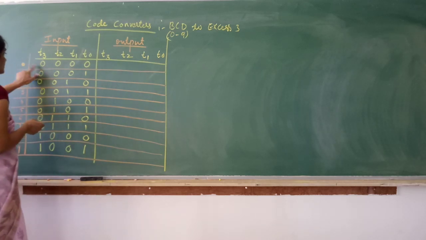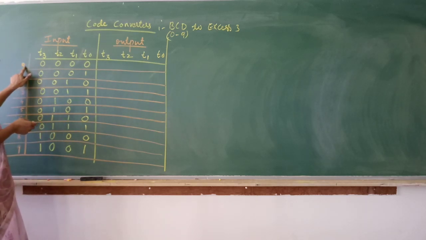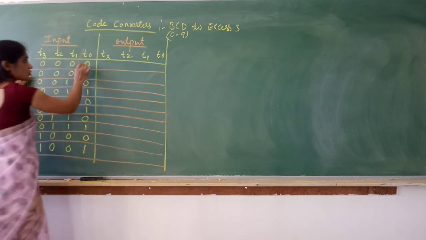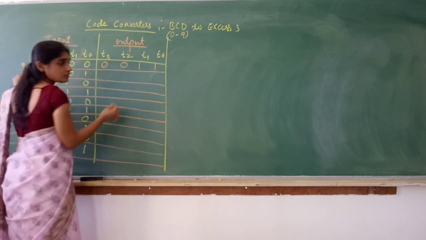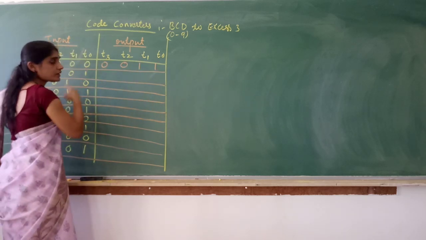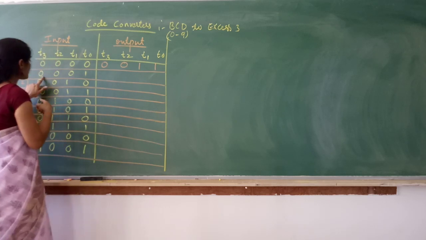This is 0. This corresponds to BCD number 0. I should add 3. 0 plus 3 is what? 3. So for 0, what is the excess 3 code? 3, which is 0011. How do we represent 3 in binary? This is how we represent it, right? 0011.